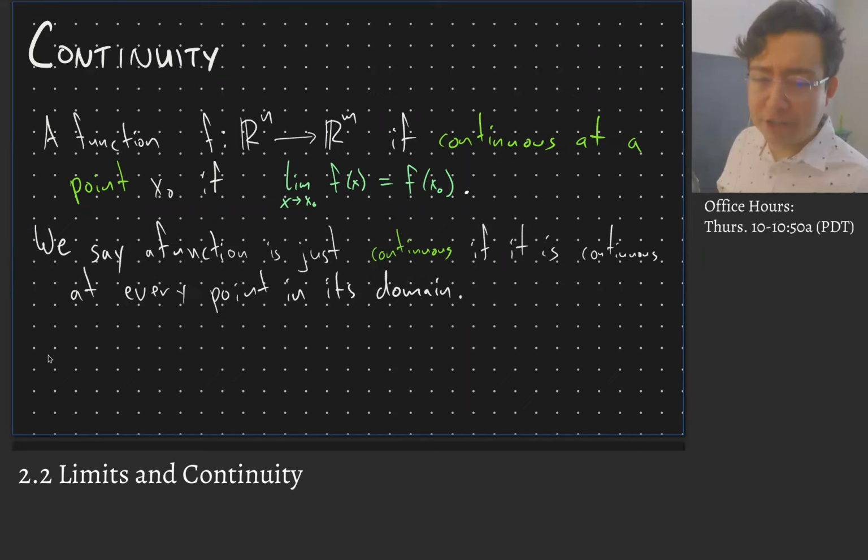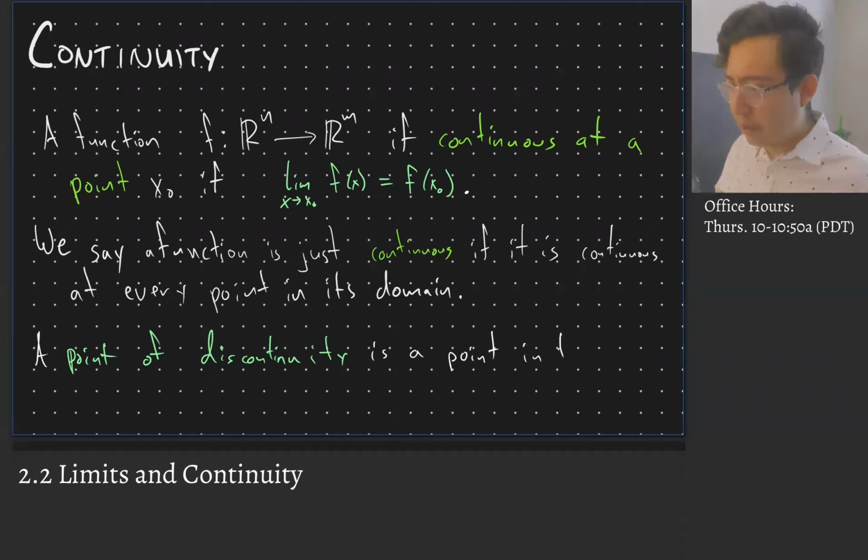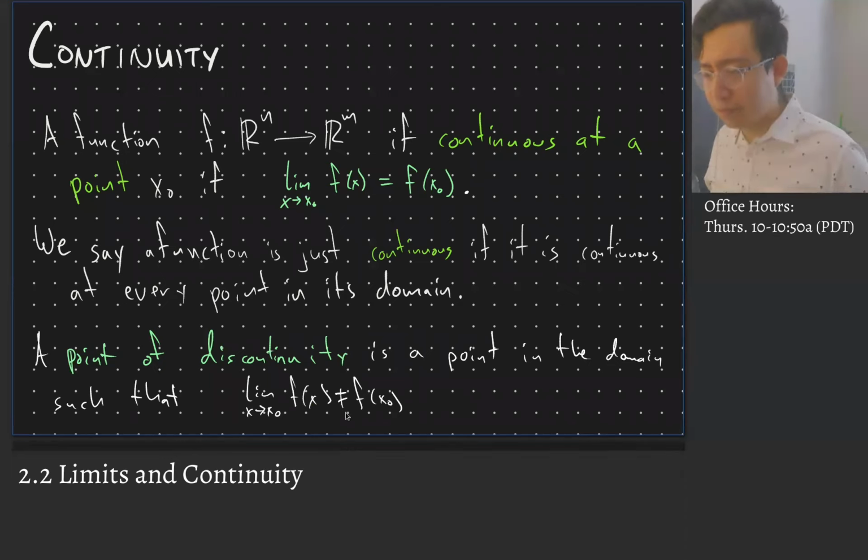Sometimes we say that a function has a point of discontinuity. A point of discontinuity is a point in the domain such that the limit as x goes to x naught of f of x does not equal f of x sub 0, if these are not equal.